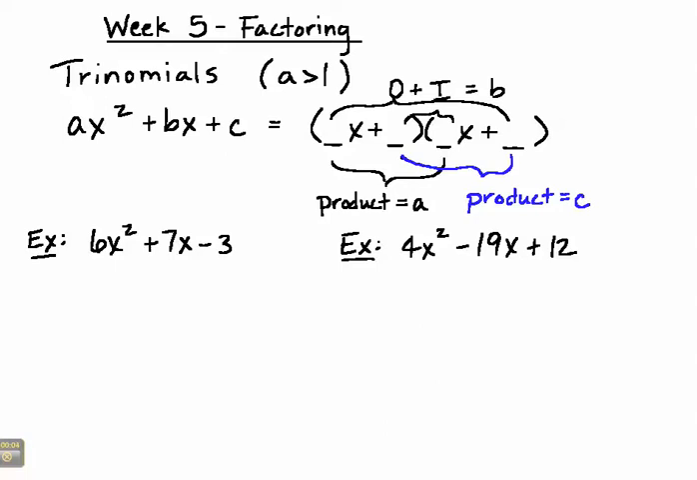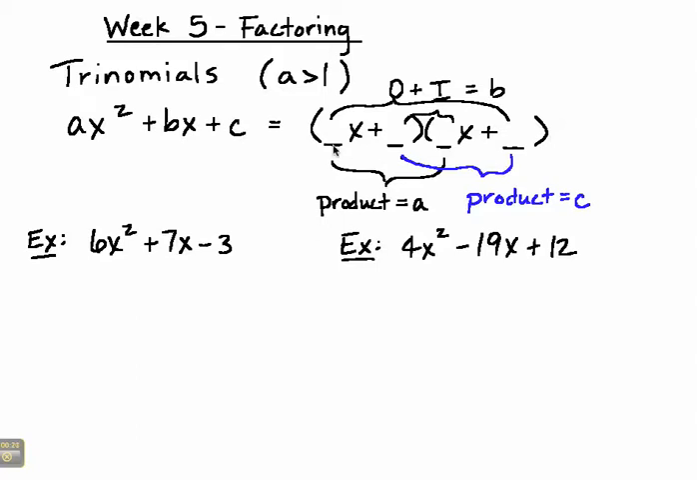Another type of example is when we're factoring a trinomial where we do have a number in front of x squared and we cannot factor out that GCF. This makes it a little more complicated, but we are still factoring into two parentheses.